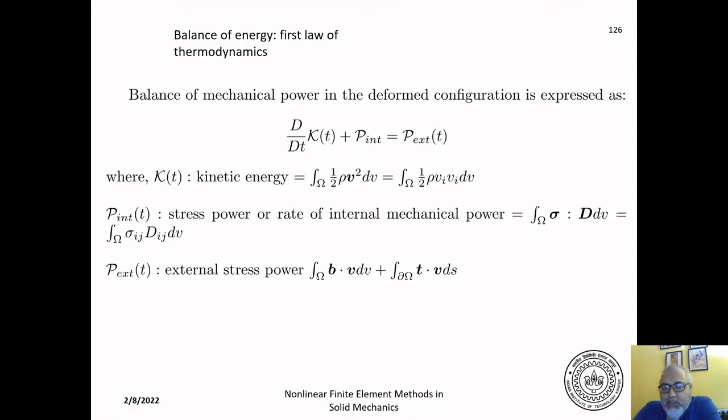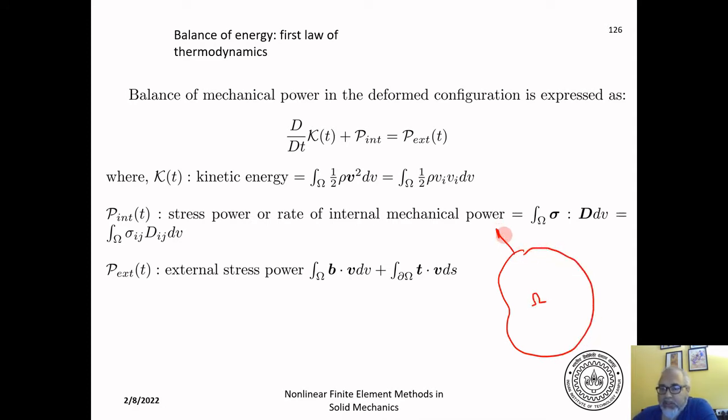So the next balance law that we are going to look at is the balance of energy, and for the derivations that I'm going to do now, we are going to invoke the first law of thermodynamics. So we are going to look at the application of the first law of thermodynamics to a deforming solid. Now consider the deformed volume, deformed configuration omega.